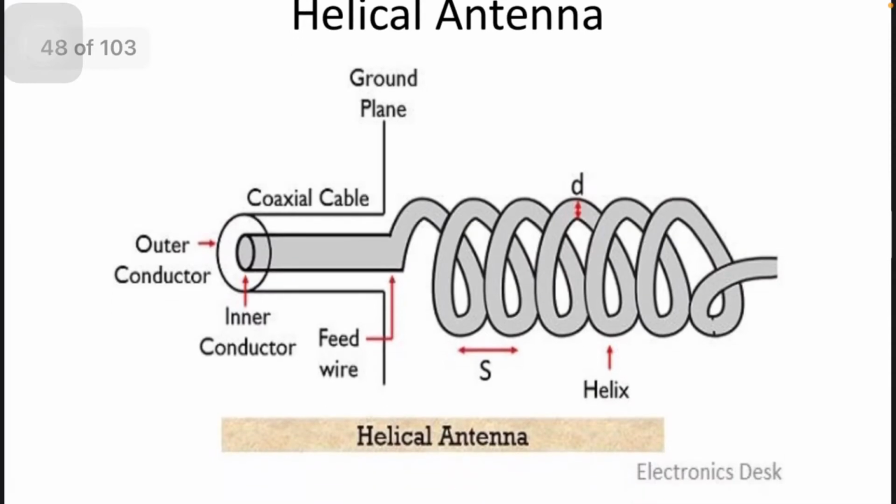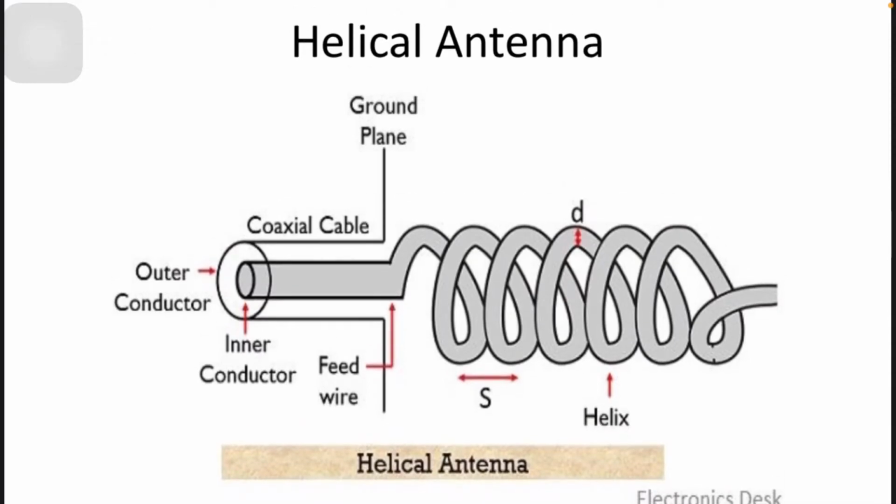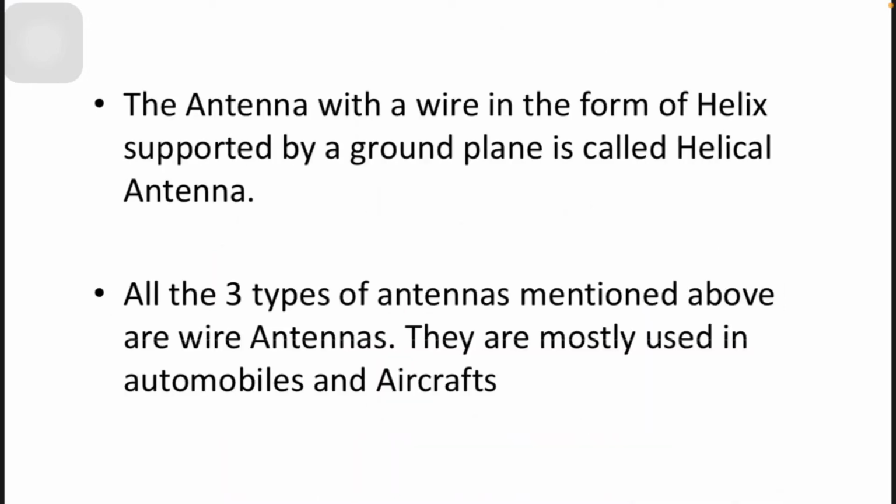Helical antenna. This is the diagram for helical antenna. The antenna with a wire in the form of a helix supported by a ground plane is called a helical antenna. All the three types of antennas mentioned above are wire antennas. They are mostly used in automobiles and aircraft.